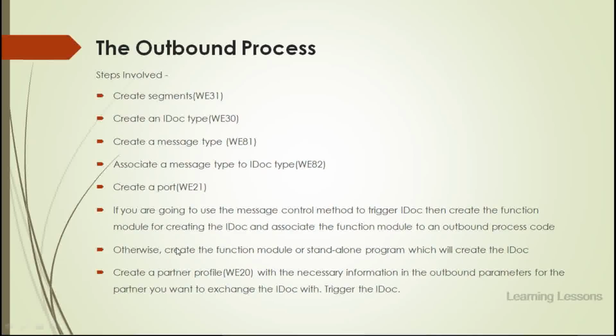The next two steps are about the port. If you are going to use the message control method, we have to create the function module to trigger the data between the two systems. To trigger, we have to create some program, and through the program we can trigger this process. Finally, we have to create the partner profile for whom we are sending data, which comes under the WE20 transaction. This is from the sender side. The receiver side is on the next slide.